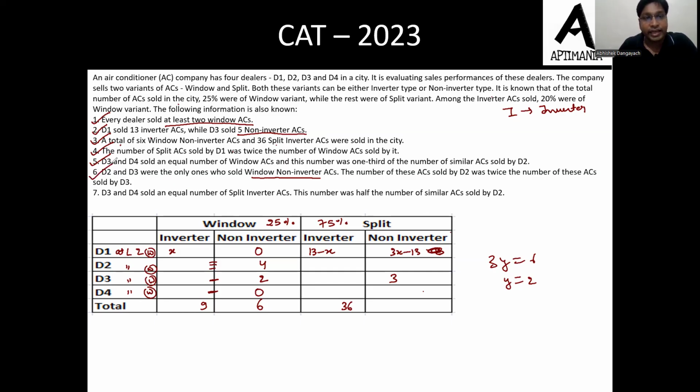Now our last point, D3 and D4 sold an equal number of split inverter AC. D3 and D4. So let this be B, and this must also be B. Equal number दे रखा है. And this number was half the number of split AC sold by D2. Same as in we are talking about split inverter AC. So D2 का जो split inverter AC है, that must be double of this. Fine. ये हम कर चुके हैं. Removing the information that we have already utilized.